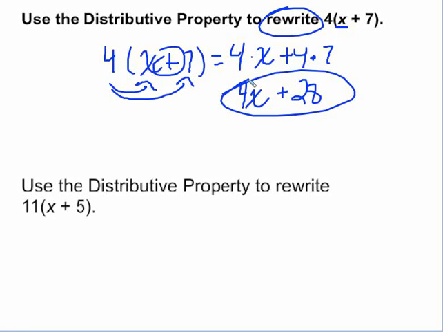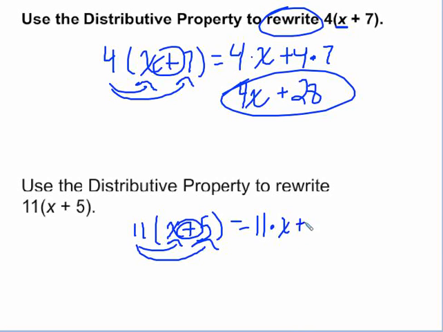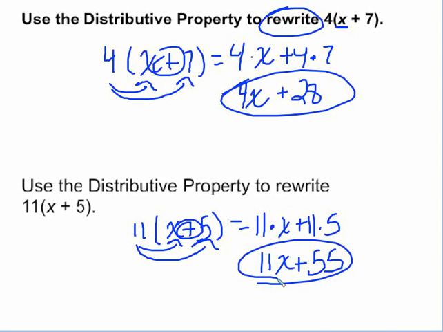Okay, let's try that again. If I'm looking at 11 times the quantity x plus 5, again, I'm looking at 11 times x, retain that plus, 11 times 5, so that's going to be 11 times x plus 11 times 5. Using the distributive property, I get 11x plus 55. And again, I cannot combine those any further, so this is my final answer. We've got a lot of examples to do today, so hopefully by the end of this lesson, with all of the examples we're going to do, this will make a lot of sense.